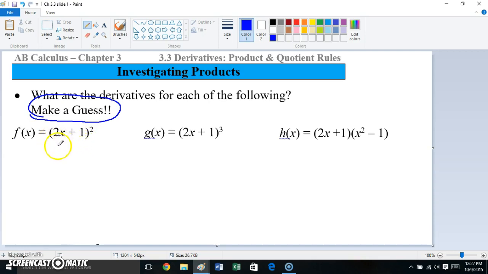And I could certainly FOIL this function, right? Expand this function and call it 4x squared plus 4x plus 1. And know, not the derivative yet, and know that we could take the derivative and get 8x plus 4. Or if I factor that, that's 4 times 2x plus 1.